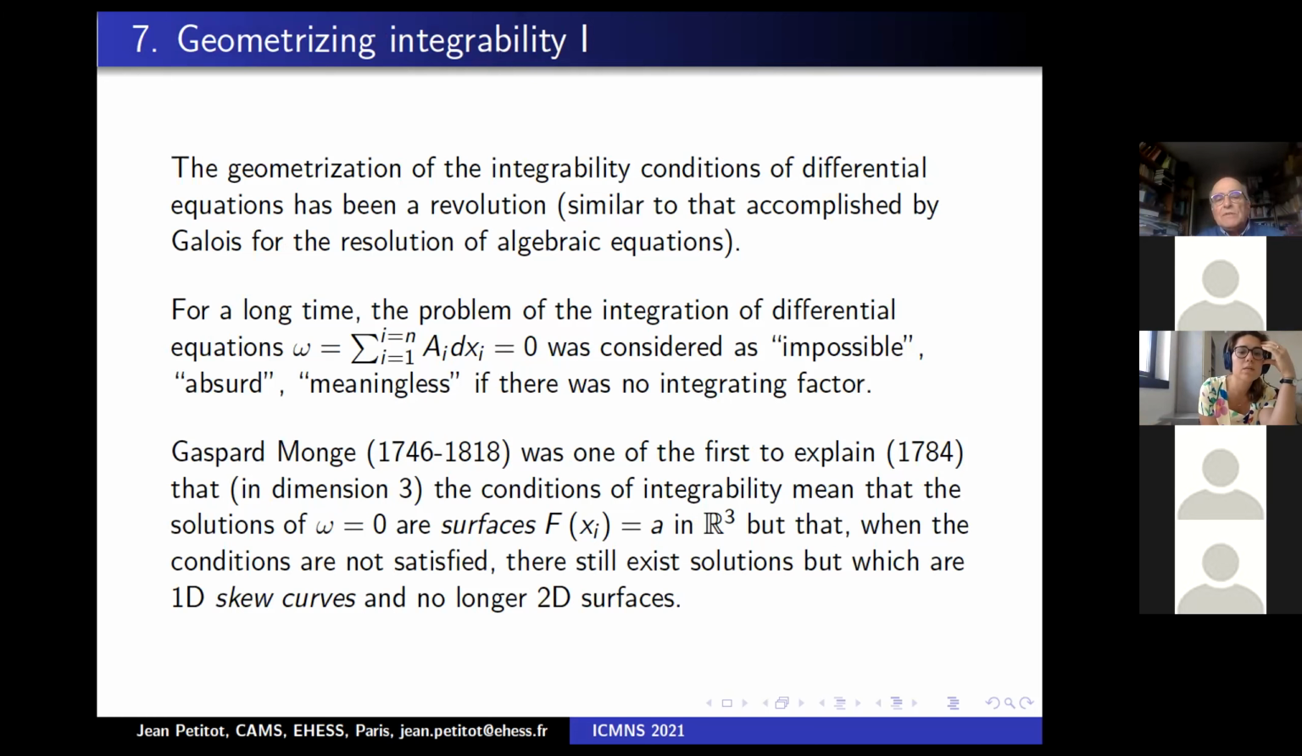And Gaspard Monge was one of the first to explain, working in dimension 3, that the conditions of integrability mean that the solutions of omega equals 0 are surfaces in R3, but that when the conditions of integrability are not satisfied, there still exist solutions, but which are one-dimensional skew curves and no longer two-dimensional surfaces. And it was a true revolution, this extension of the concept of solution.